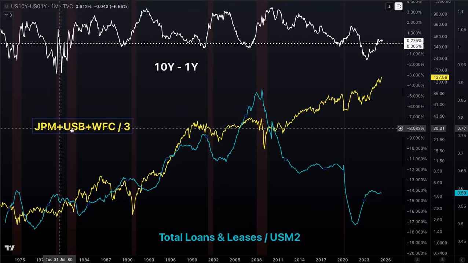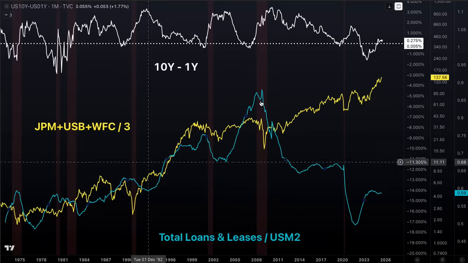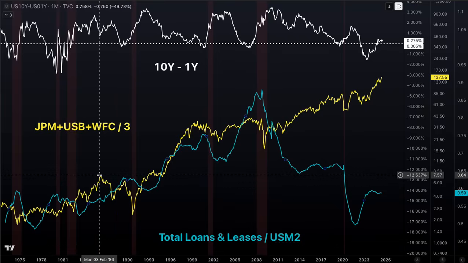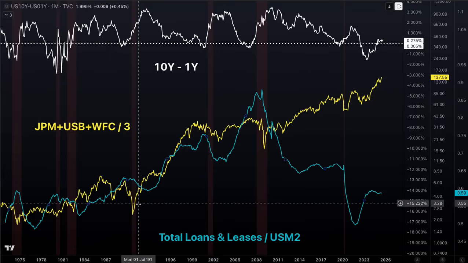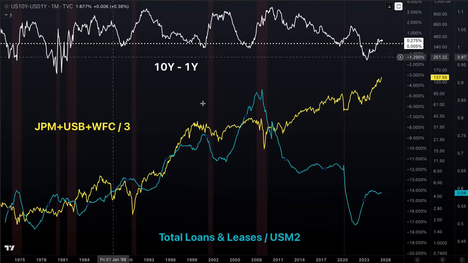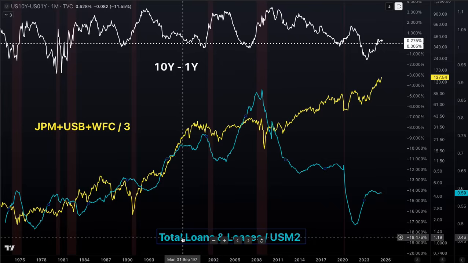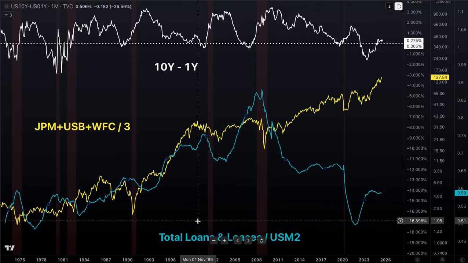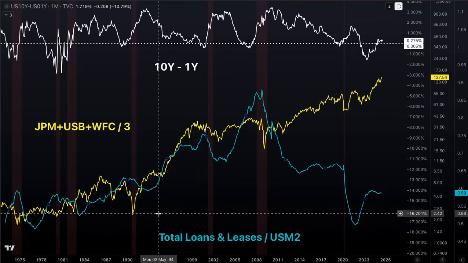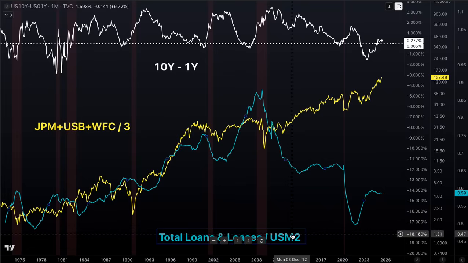Here we see JP Morgan plus US Bank plus Wells Fargo, and then I took an average divided by 3, and we can see the performance. Again, it peaks before recession and shows weakness before the recession actually hits. And here's again that same yield curve spread that we've been looking at. Well, here in blue is total loans and leases by private banks. So this blue line indicates that total amount of private bank credit that we just talked about, how much of that is being created, and then you're dividing it by the US M2 money supply.